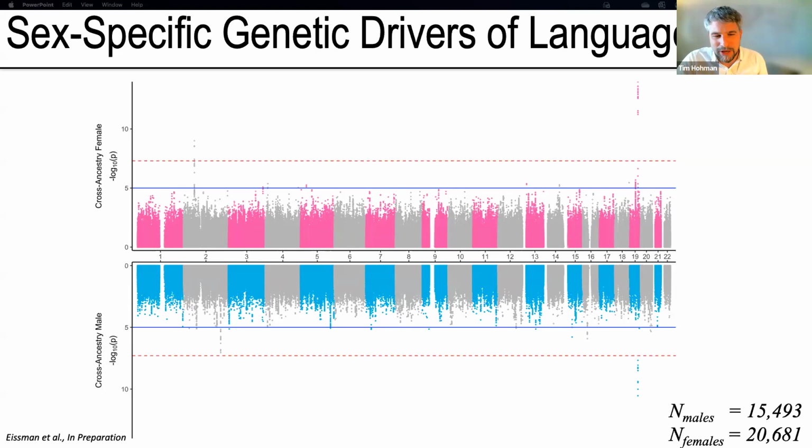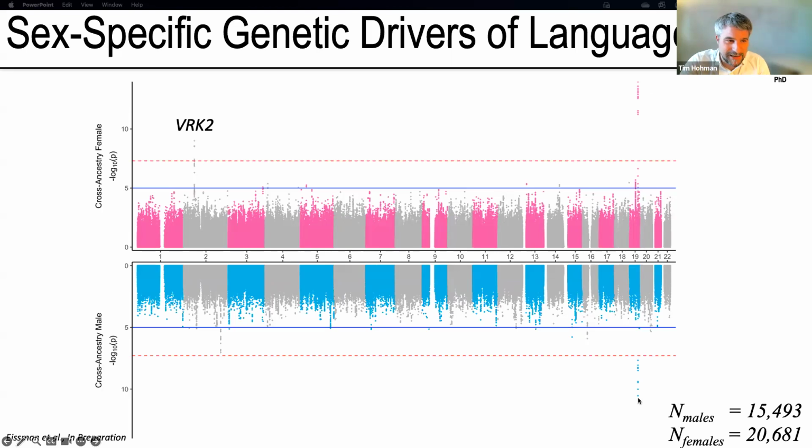This is called a Miami plot, which is a lot like a Manhattan plot, except in Miami, the skyline is right on the water, so you get a reflection. So it's a cute name for a plot. And what we have here on the top is the GWAS signal in women, and on the bottom is the GWAS signal in men. And here I'm showing you our GWAS for language performance. And first, of course, you can see on chromosome 19 in both men and women, you have a really strong signal at APOE. Of course, APOE is a really strong contributor to late life language performance.